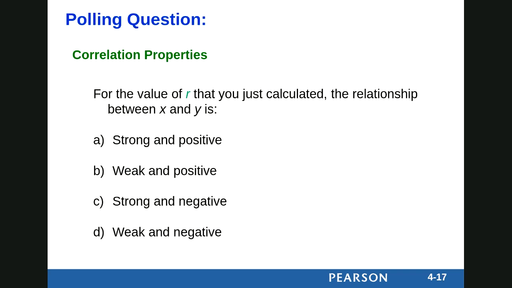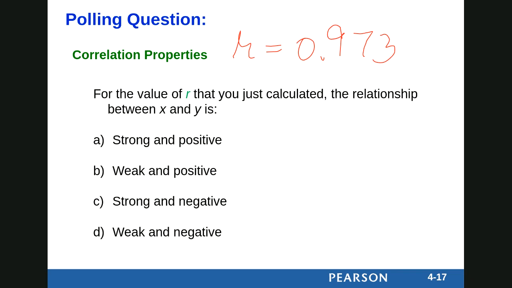So now I'm going to ask you, what do you think the answer is? So I'm not going to do a poll, but since we calculated R, and I'll write it on top here, R is equal to 0.973. So what do you think the answer is for this? For the value of R that you just calculated, the relationship between X and Y is what? Okay, so most of you say A.